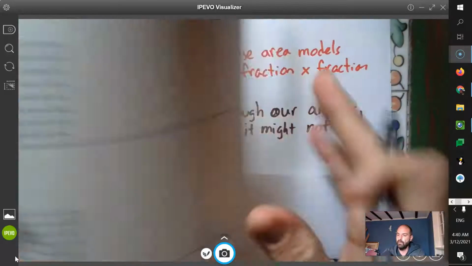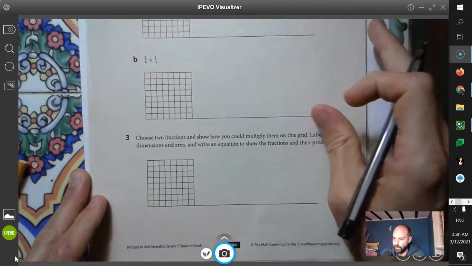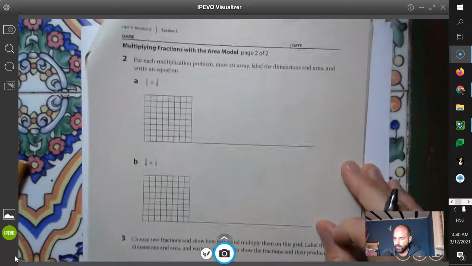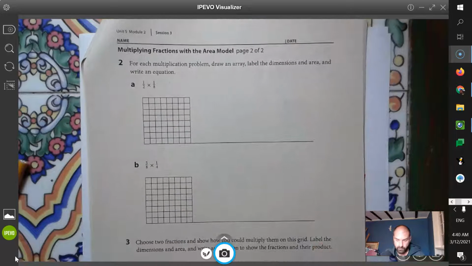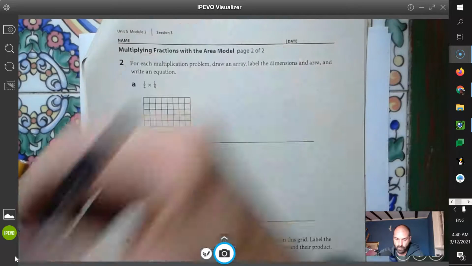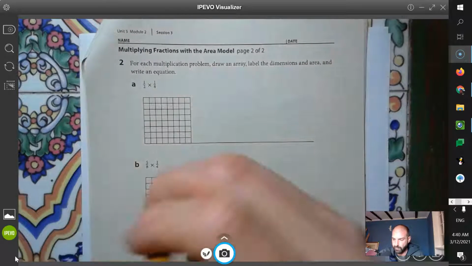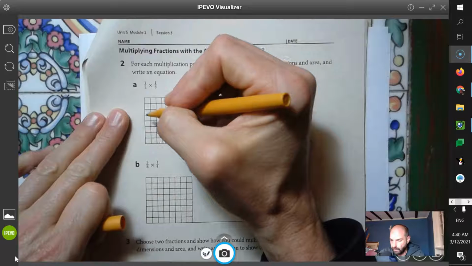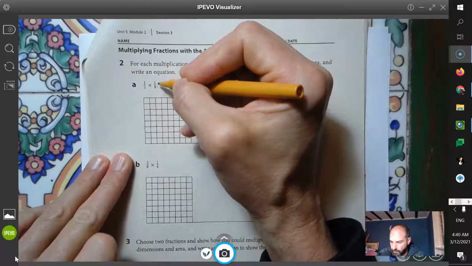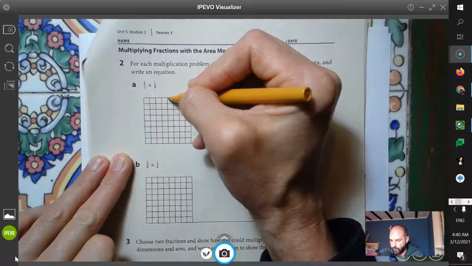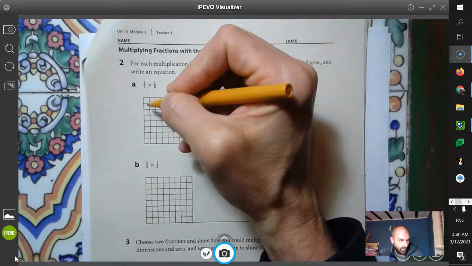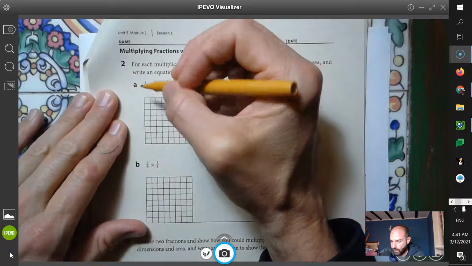All right, moving on. For each multiplication problem, draw an array, label dimensions and area, and write an equation. Okay, 1/2 times 1/8. All right, so this one, same sort of thing. We could do the double colors that we've practiced. So here's a 1/2. So we're going by eighths. Is each one an eighth? 1, 2, 3, 4, 5, 6, 7, 8. So yeah, each one's an eighth.